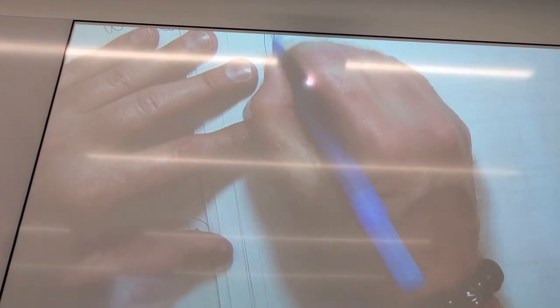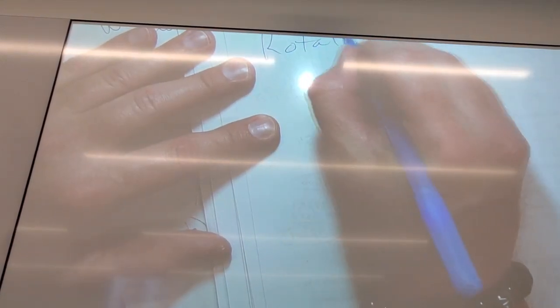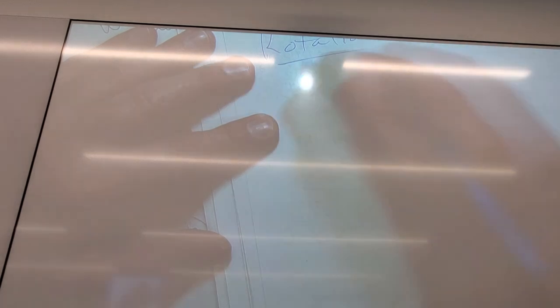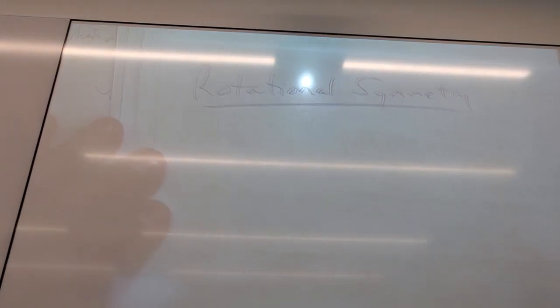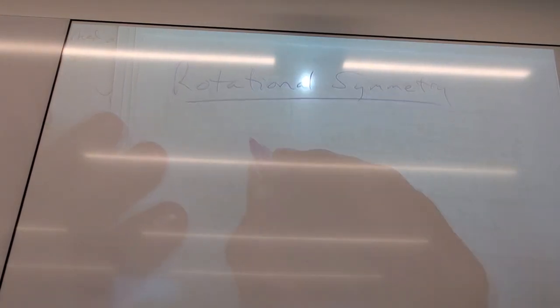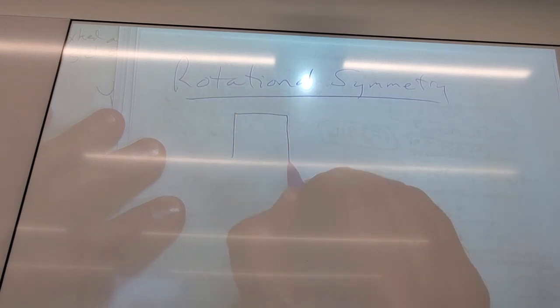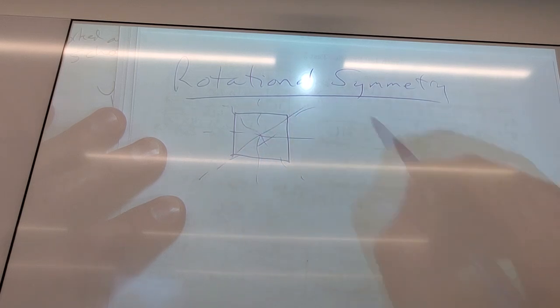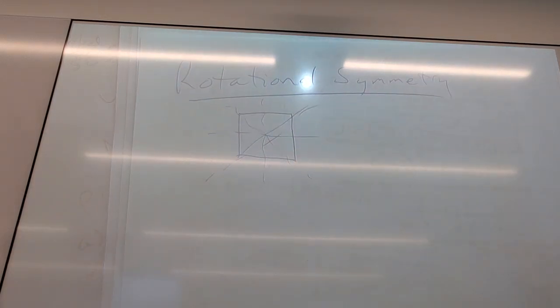Oh, real quick, before I go there, just to shut the door on symmetry, you've also got rotational symmetry. Rotational symmetry is different from reflection symmetry. So bring the square back. It's got 1, 2, 3, 4 lines of symmetry.